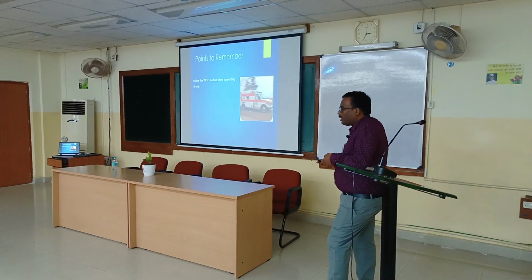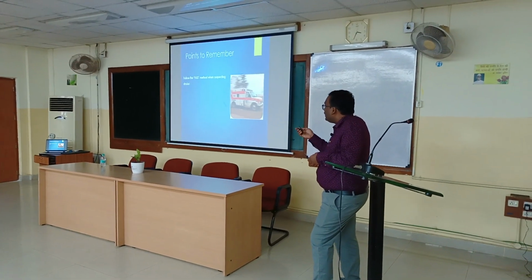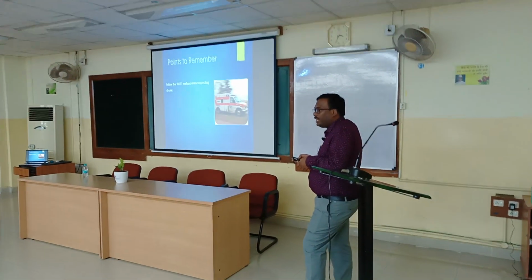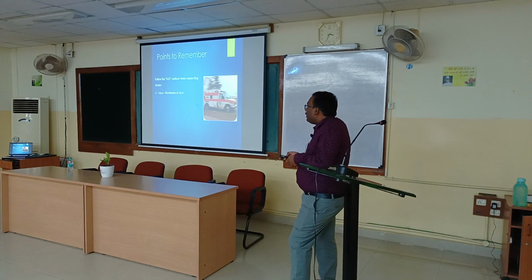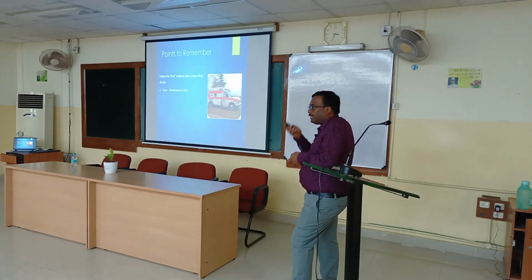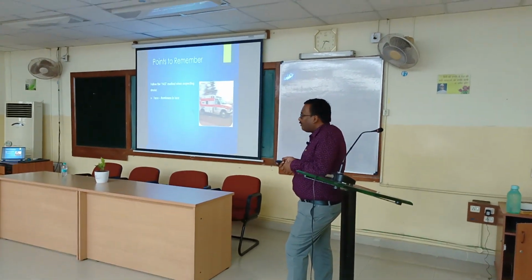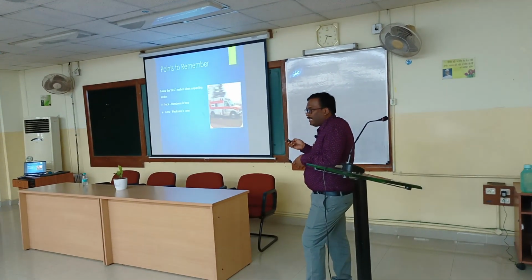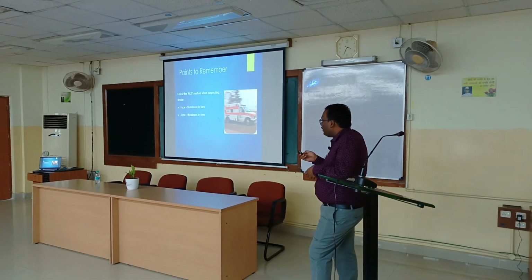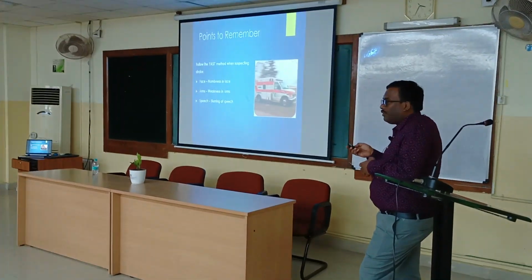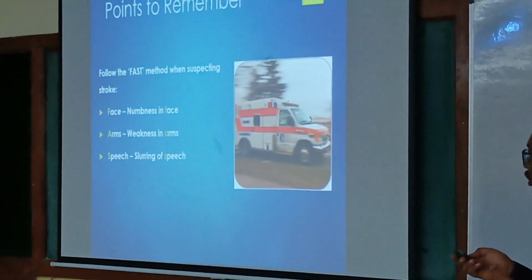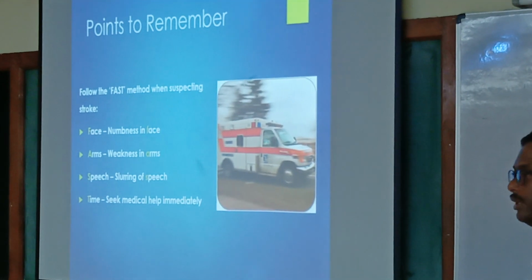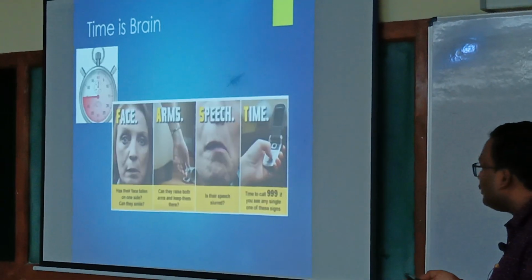So these are the points to remember. This is FAST. F is an acronym where we need to identify the stroke. F stands for face, like numbness in the face or deviation in the face. When you see it, it is the first symptom you need to notice. Next is A, arms. You need to check whether there is any weakness in the arms. S is speech, whether there is any slurring of the speech or not. And T is time. As I told you, within 4.5 hours we need to reach a hospital immediately.